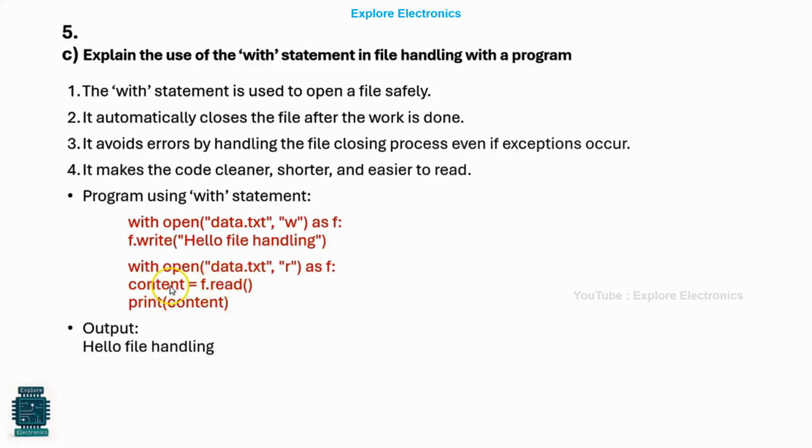Whatever is present in the content, it will print. That is hello file handling in data.txt. Clear? It will print whatever I have written here. By using the with statement, it is very safe and the file is closed automatically when the work is done. It is cleaner, shorter and easier to read. Clear with the with statement?